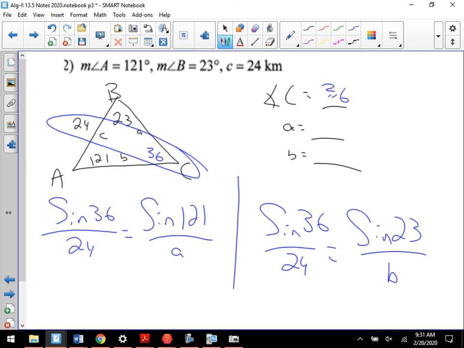What's nice with these types of scenarios is you wind up having to solve the same thing in the same position more often than not, so your button pressing is the same. In this case, I just multiply by 24 and divide by the sine of 36. So I get 24 sine 121, enter, divide by the sine of 36. I'm getting 34.999, so I'll call that 35. Same thing on the other side: 24 sine 23, divided by sine of 36, hit enter. I got 15.95.